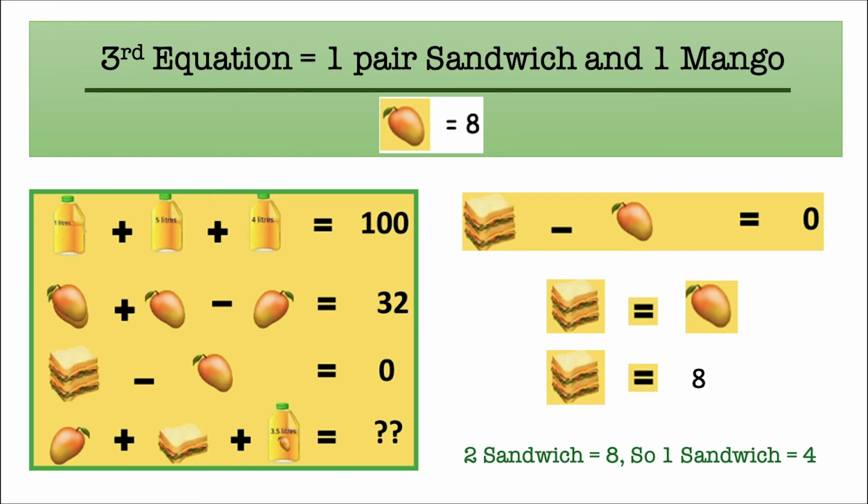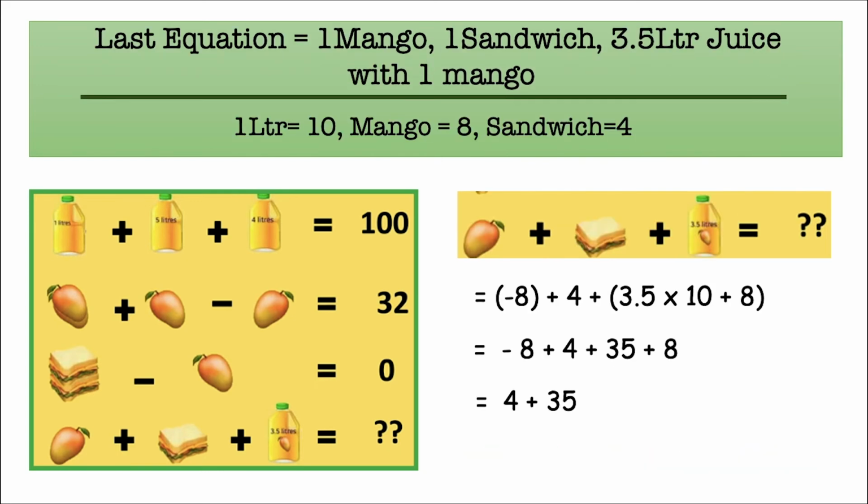By the end of the third equation, we have got all the values. Now putting all those values in our last and final equation and solving it. In the last equation, we can see we have got 1 mango, 1 sandwich, and 3.5 liters of juice with 1 mango. Now friends, we can see this mango is the mirror image of the normal mango.